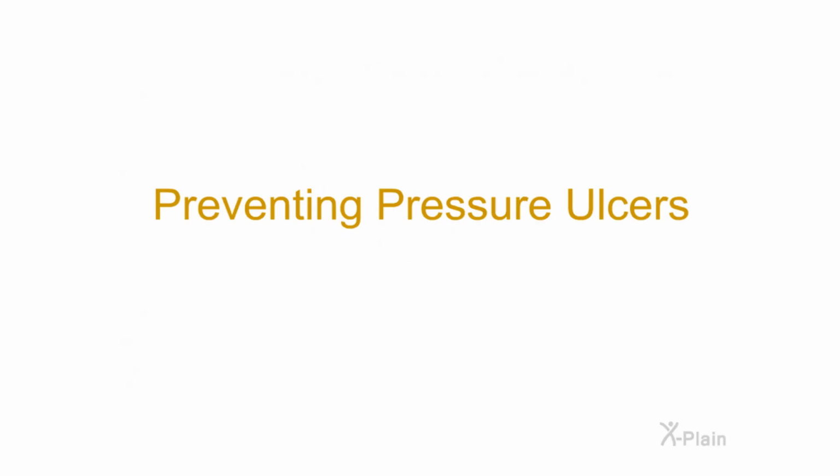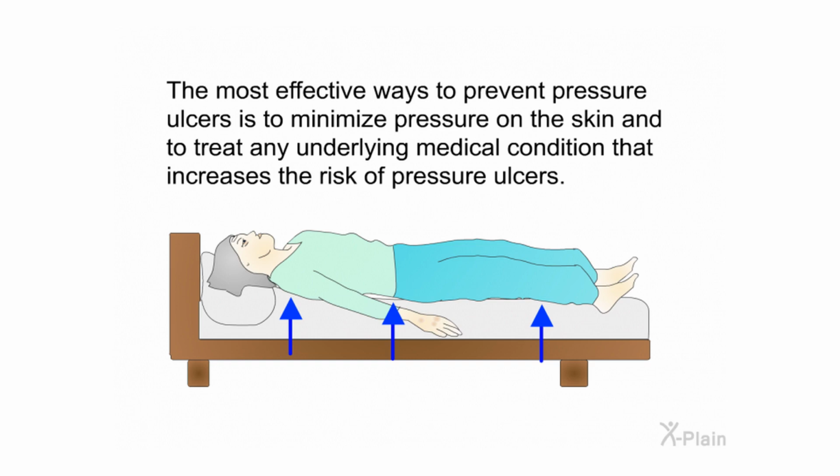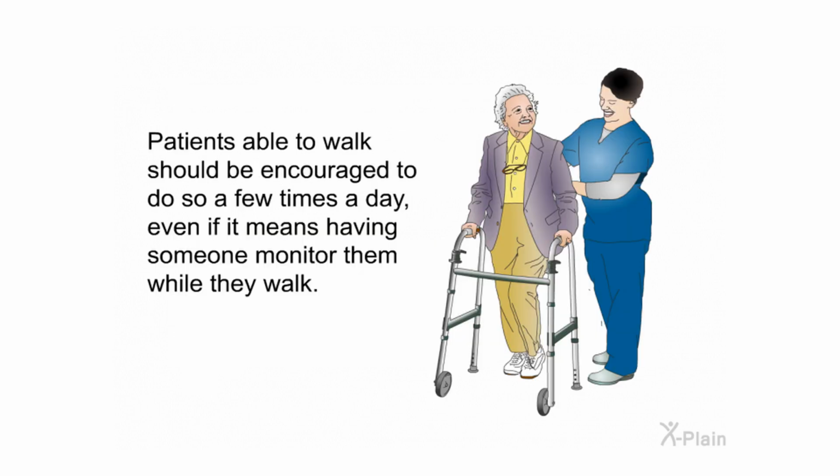Preventing pressure ulcers. The most effective ways to prevent pressure ulcers is to minimize pressure on the skin and to treat any underlying medical condition that increases the risk of pressure ulcers. Patients able to walk should be encouraged to do so a few times a day, even if it means having someone monitor them while they walk.